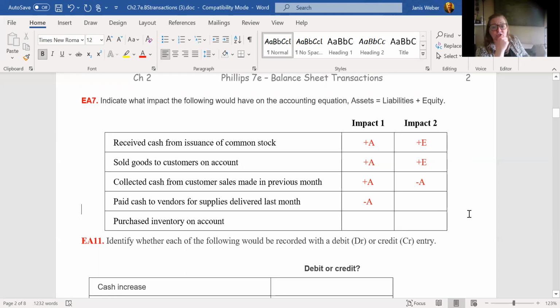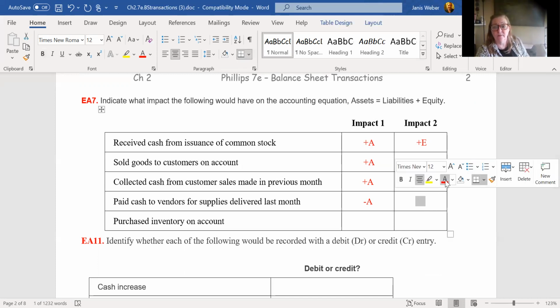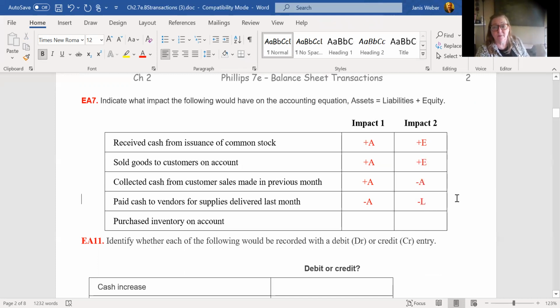Paid cash to vendors for supplies delivered last month. So that's talking about we owe our vendors, that's accounts payable. So we paid something we owed them. That means we decreased the liability. When you buy something on credit, you record the asset and you debit the asset, you credit the liability accounts payable. And so in this case, we're paying off some of those purchases we made last month.